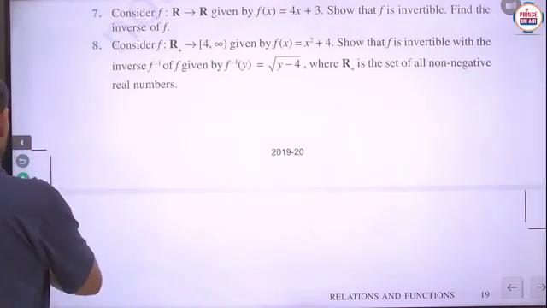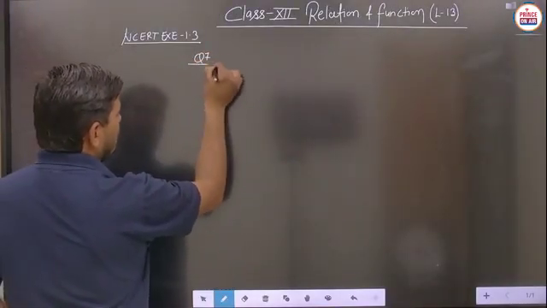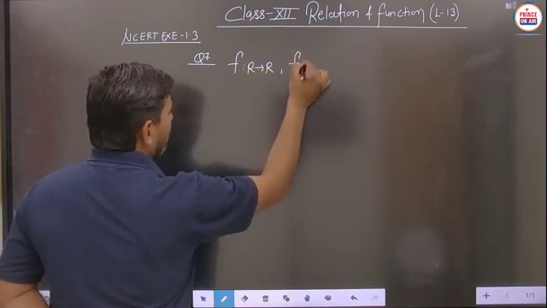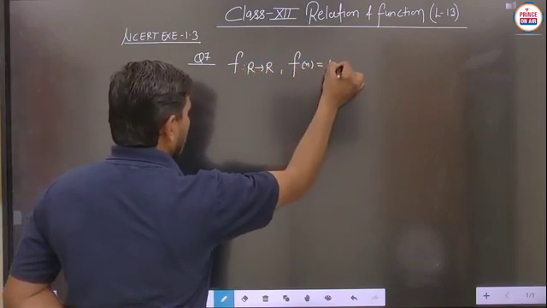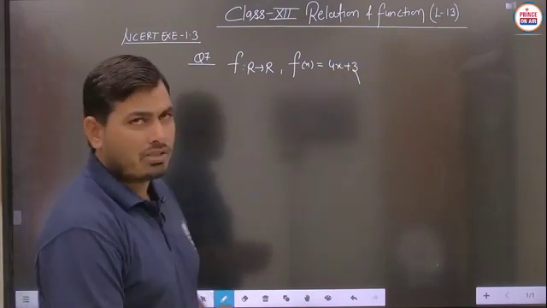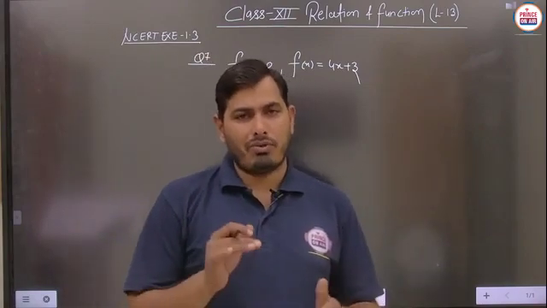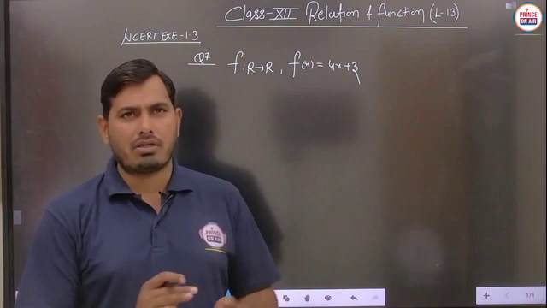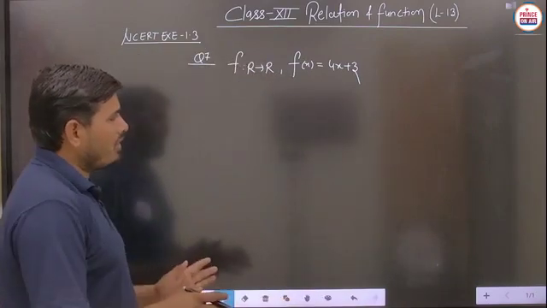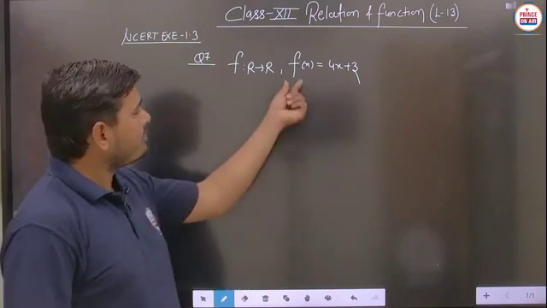The function is given from R to R, and this particular function is given as 4x plus 3. Now first of all we have to show that the given function is bijective or not, because a bijective function is invertible, meaning its inverse exists, otherwise the inverse will not exist. Or there is another way to check for an invertible function.